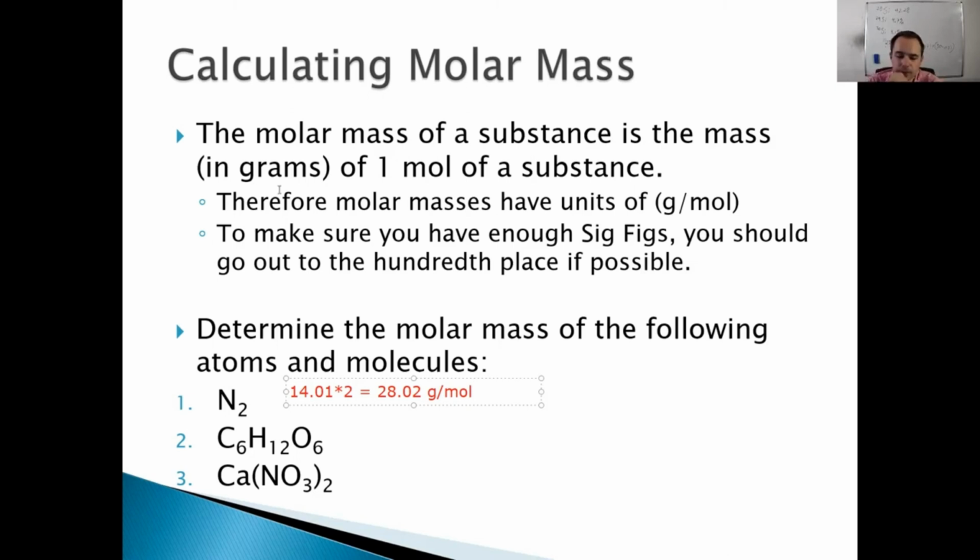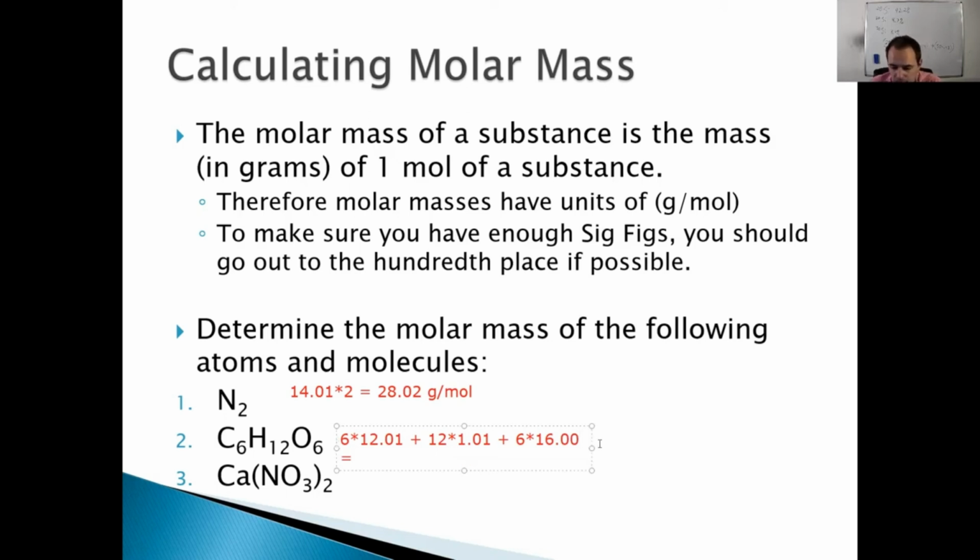If we look at the next one here, if we want to get the average atomic mass of glucose, C6H12O6, what we do is we're going to take the number of carbons, which is 6, and multiply that by the average atomic mass of carbon, 12.01. Then we're going to take the number of hydrogens, 12, and multiply that by the average atomic mass of hydrogen, which is 1.01. And then we'll add to that the number of oxygens, which is 6, times its average atomic mass rounded to the 100th place, which is 16.00.